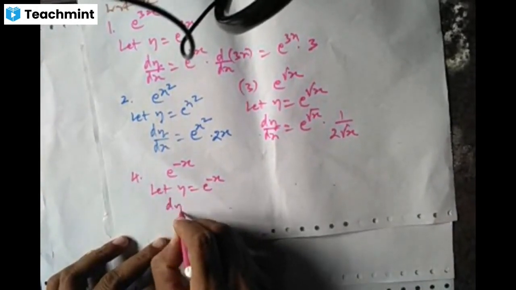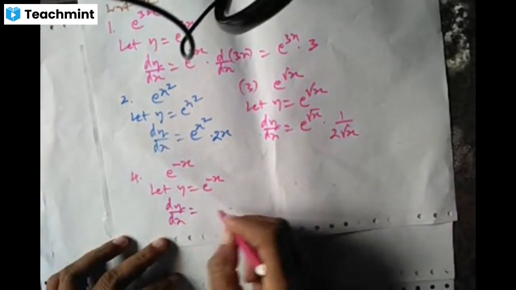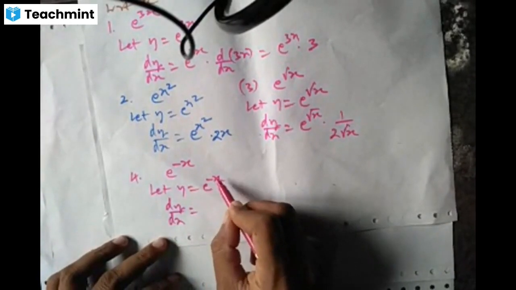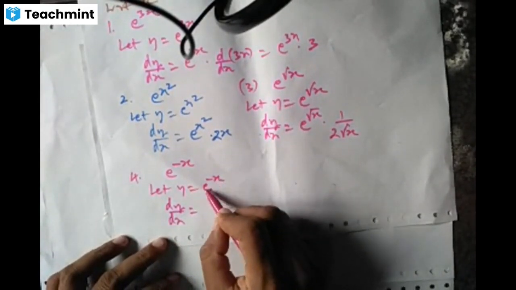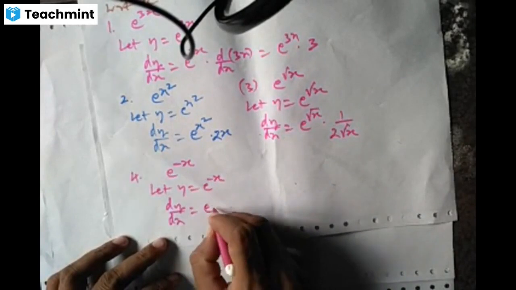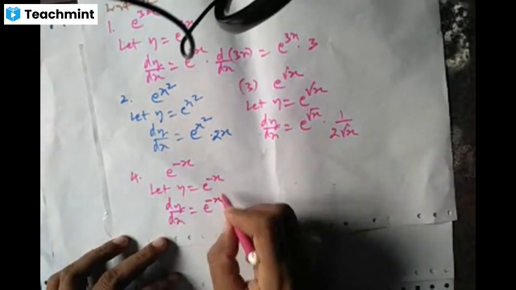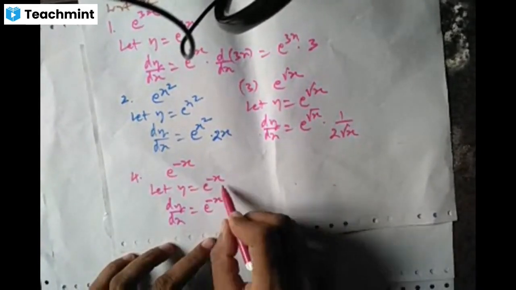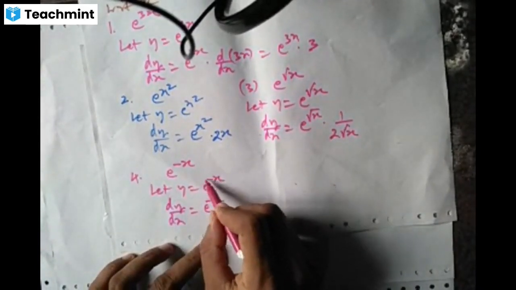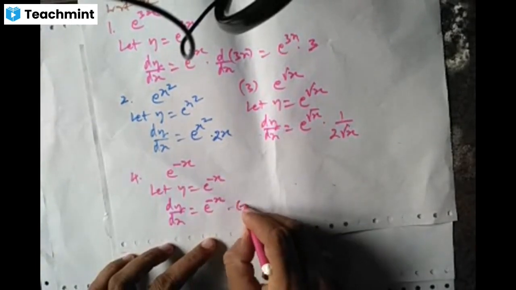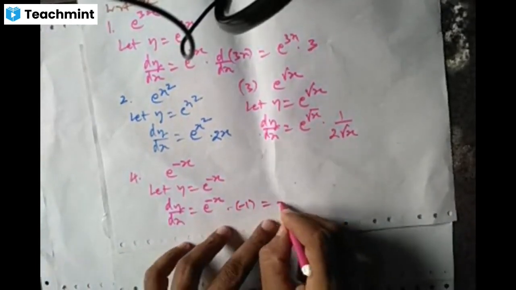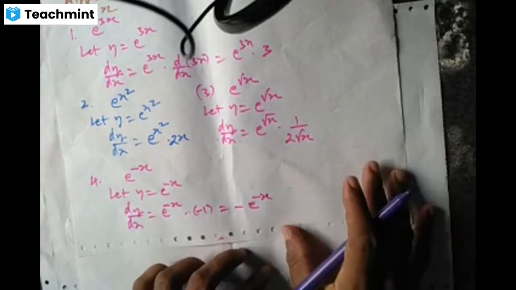Okay, but I have taken this as y. Then dy by dx is equal to derivative of e per u. You just assume negative x as u. Derivative of e per u with respect to u is e per u, right? So e per u, but what is u? Minus x. So that's a function into d by dx of this function. D by dx of minus x is minus 1, or you can write it as minus e per minus x. Correct? Minus e per minus x. So that's a derivative of given function.